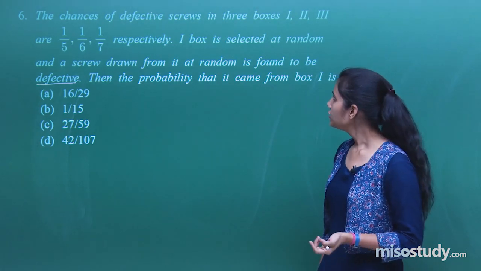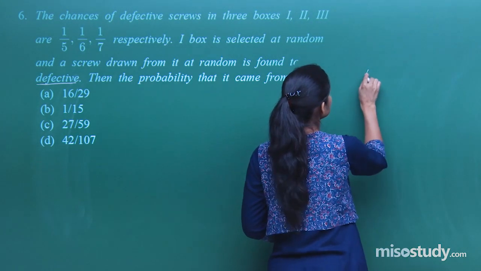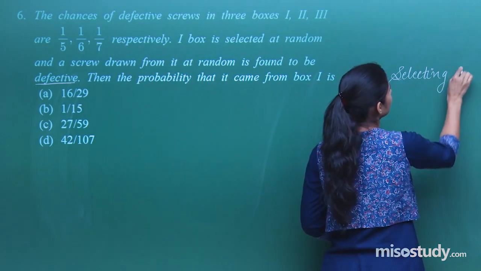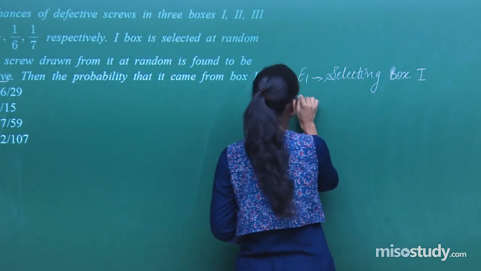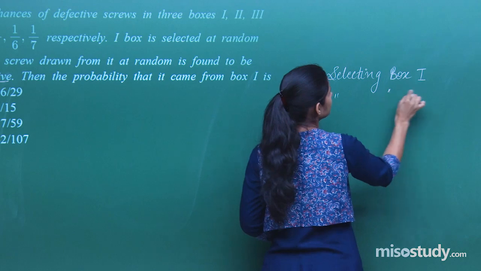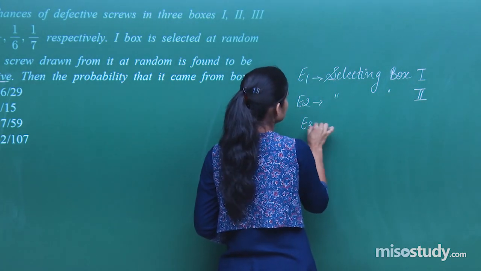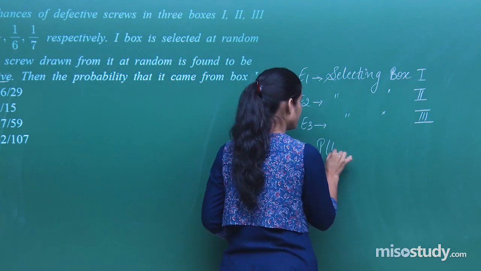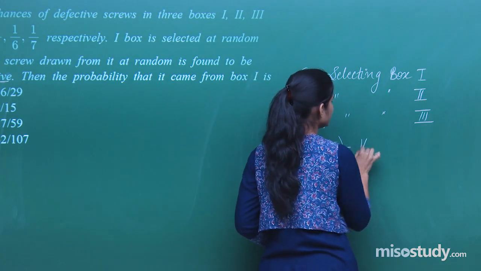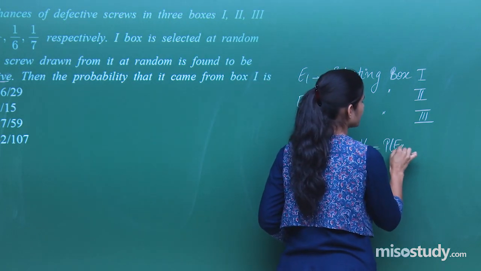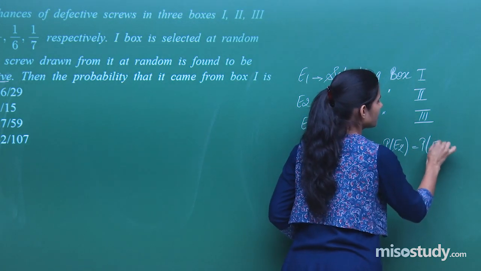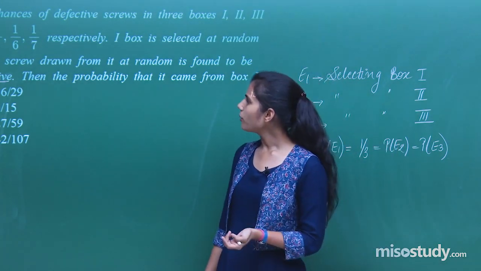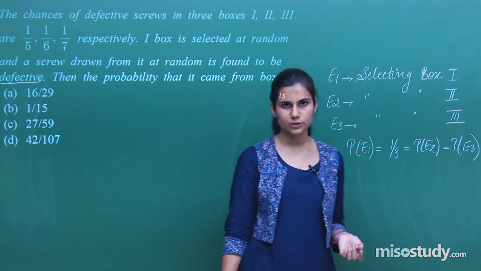So you are given 3 boxes. So I am going to say E1 is selecting box 1, E2 is selecting box 2, and E3 is the event of selecting box 3. Probability of selection of box 1 is 1 by 3, which is same as selection of the second box, same as selection of the third box. Clear? 3 boxes? Fine.